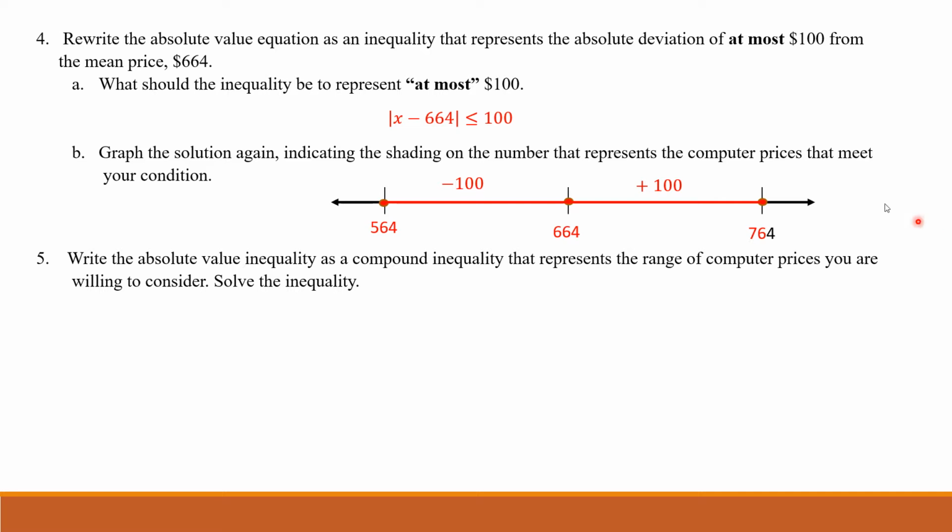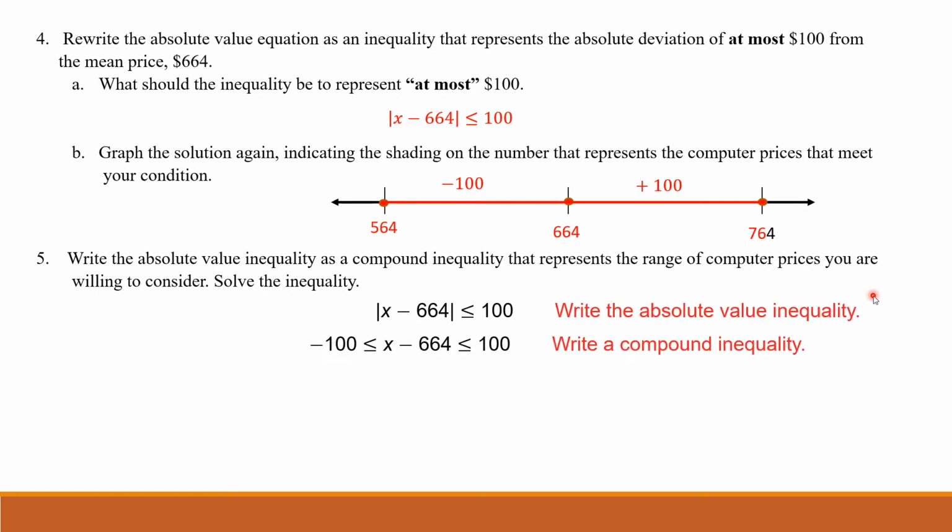Now let's think about solving this absolute value inequality. We're going to write it as a compound inequality. Since our shading is between the boundary points, we're going to use an "and" inequality, where x minus 664, the quantity inside the absolute value, is between negative 100 and positive 100, because our center point is 664. If you see in the graph, you can go 100 less or 100 more. So we take the expression in the absolute value bars and write the compound inequality, considering going 100 less or 100 more.